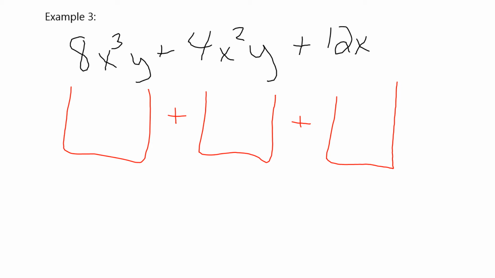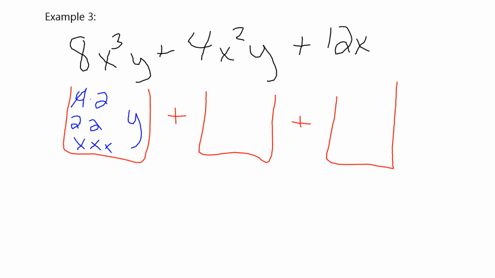So I'm going to go ahead and factor 8. So 8 can get broken into 4 and 2. But 4 is not the prime factorization. So I need to break 4 down again. So 4 gets broken into 2 times 2. I have x cubed, so x times x times x, and then a y.